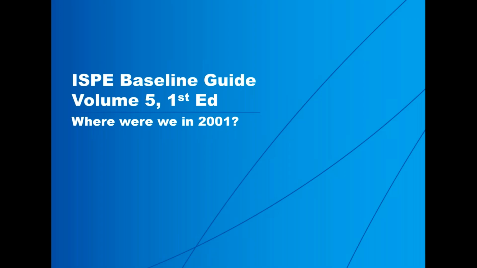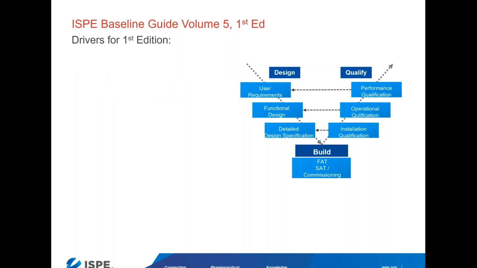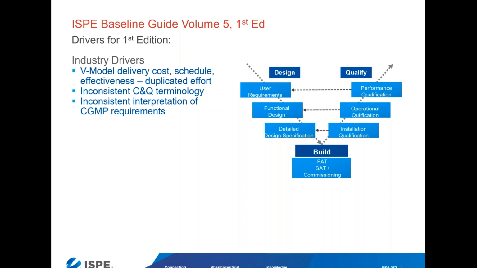So where were we back in 2001 when the original Baseline Guide was published? If you've been in the industry for a while, you're probably very familiar with the old V-model approach to validation. And at that time, some of the industry drivers to publishing a guidance document were the delivery cost, schedule, and effectiveness of the V-model approach. And it included a lot of duplicated effort, which increased cost, extended schedules, and really could benefit from being more effective. In general, in the industry, there was inconsistent commissioning qualification terminology and inconsistent interpretation of CGMP requirements.